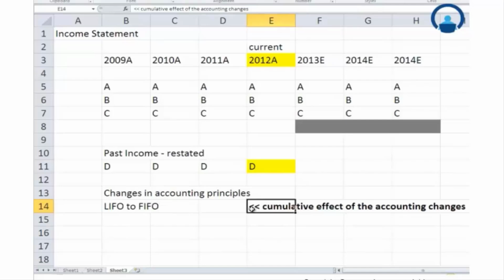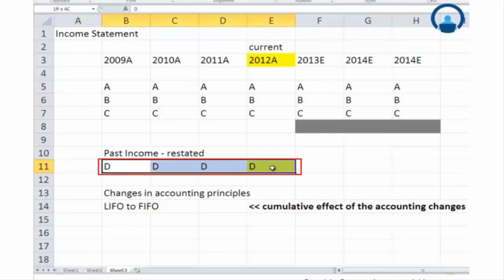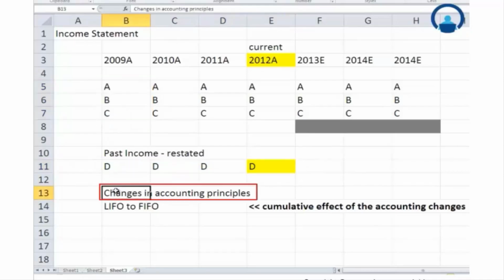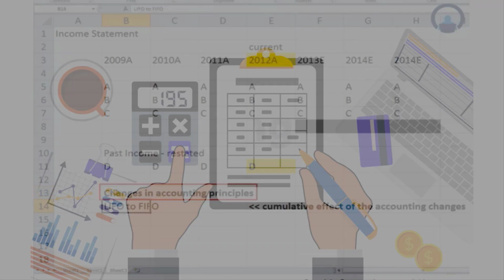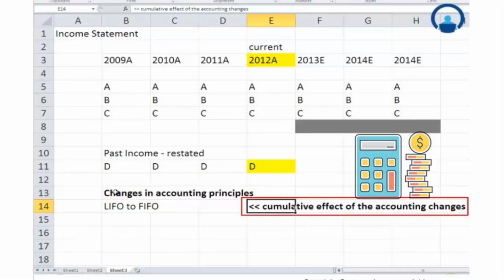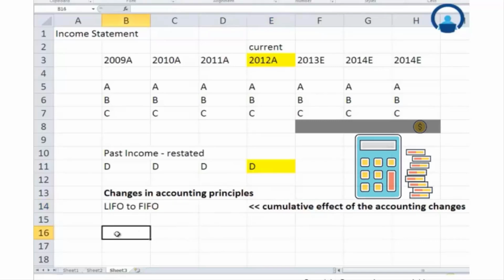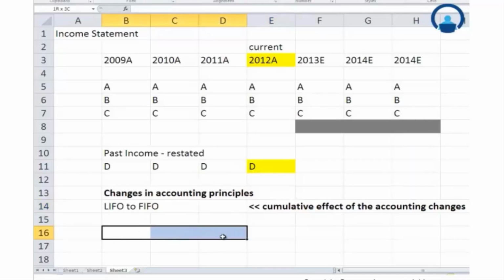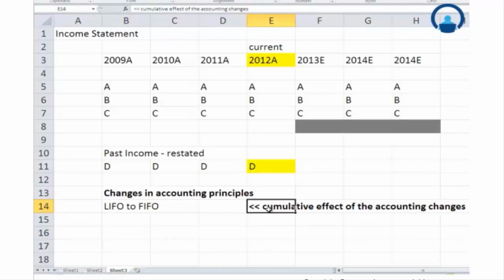So please note the difference. One, when the business segment is discontinued, the past income is restated by separating the discontinued from the continuing segment. And when it is about changes in accounting principles, we just include the cumulative effect of the accounting changes, and we don't restate all the other set of numbers here. We only include the cumulative effect in the current year in which it was reported and the decision was taken accordingly.